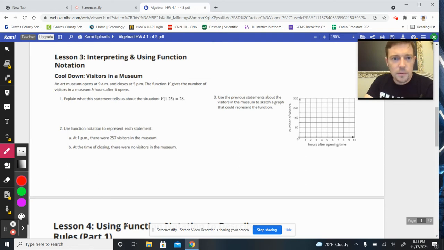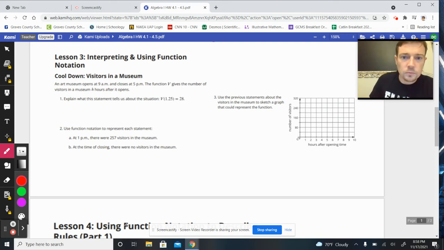We're still talking about function notation, and we're looking at an art museum that opens at 9 a.m. and closes at 5 p.m. The function, we're going to call it V, gives the number of visitors in a museum H hours after it opens. So this is a function of time. V is the name of the function. The output here is the number of visitors, and the input is the time of the day that passed since they opened at 9 a.m.